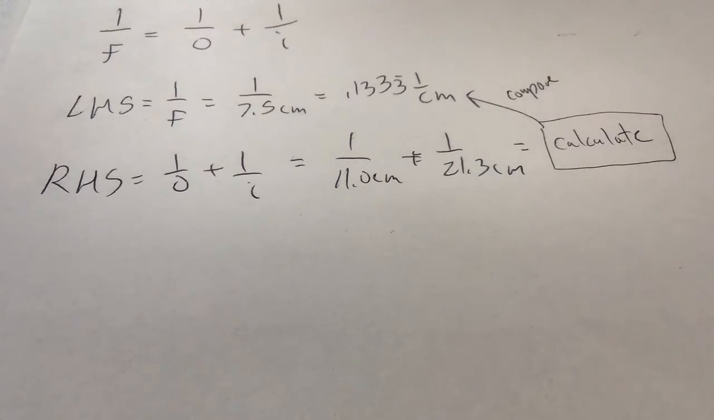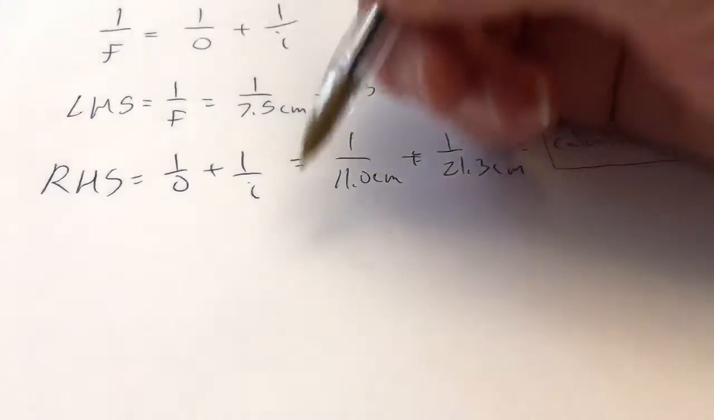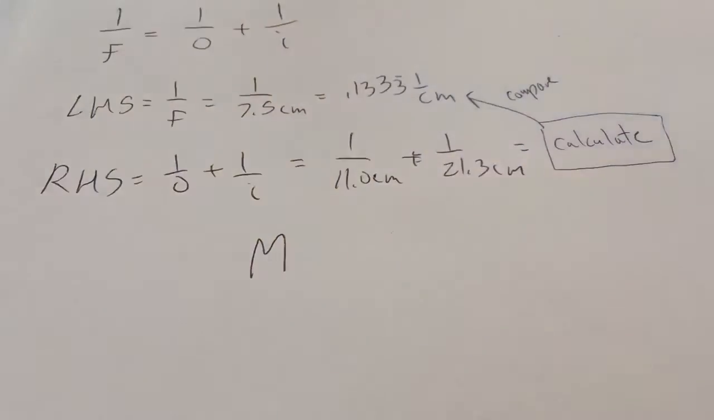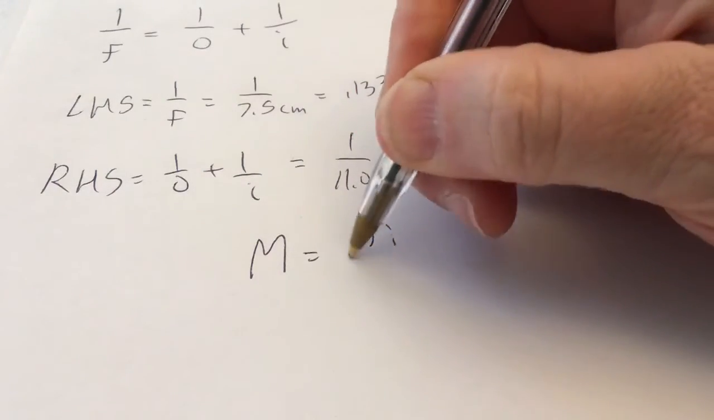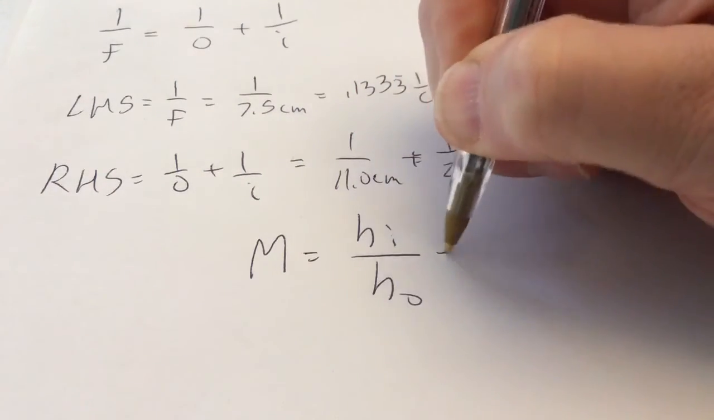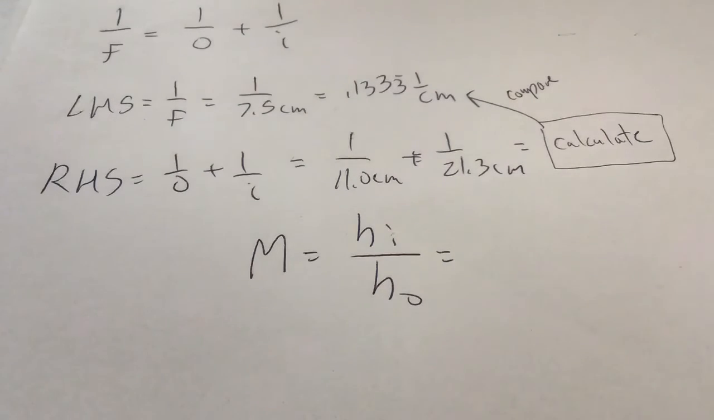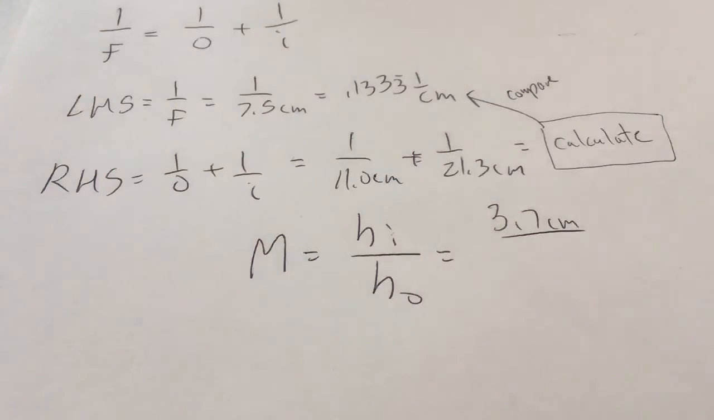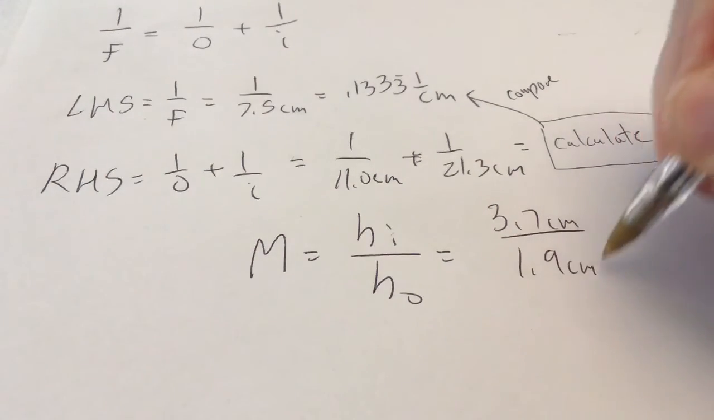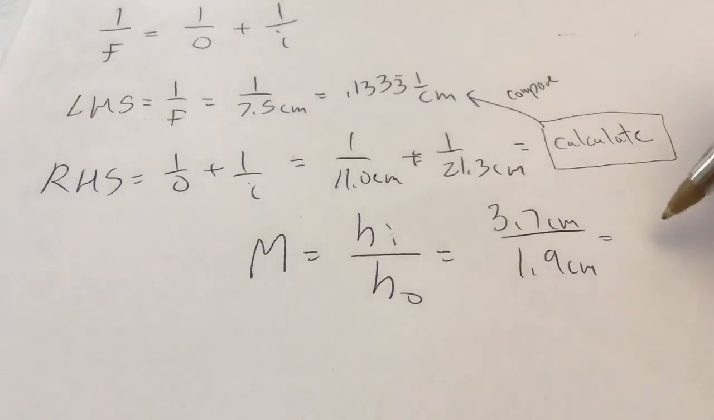So the other thing we want to do is find the magnifications. So the magnification, you can find two different ways. You can measure it by, we measured the height of the image and divided by the height of the object. That's one of the ways we can find magnification. And in the first trial, the height of the image was 3.7 centimeters. The height of the object was 1.9 centimeters. So you can go ahead and calculate that.